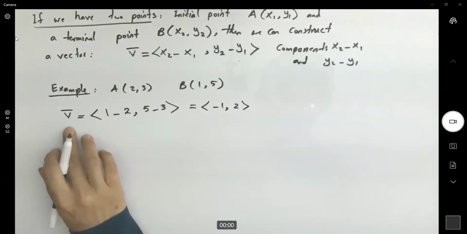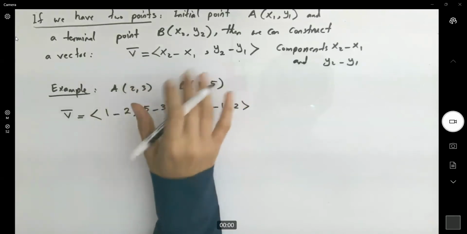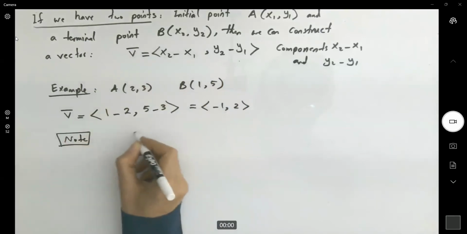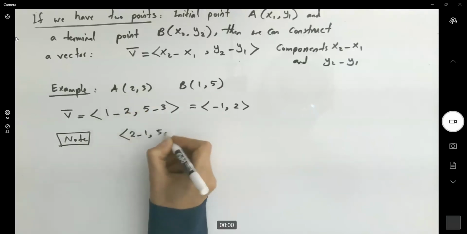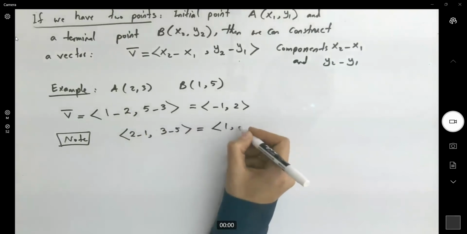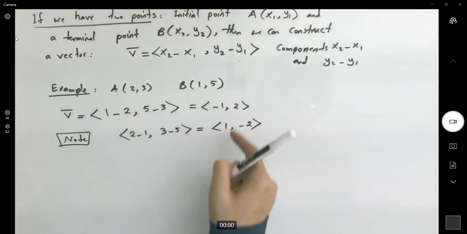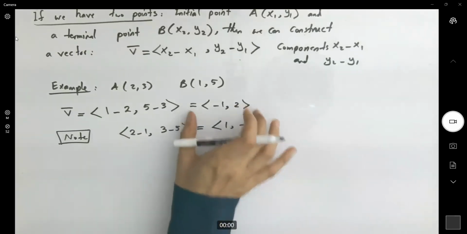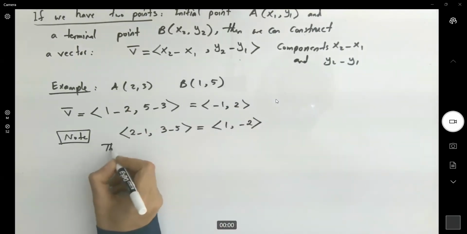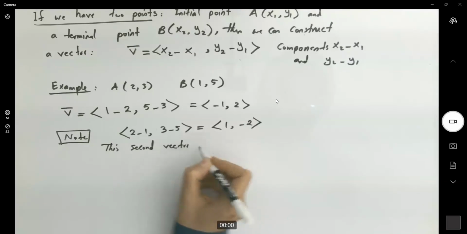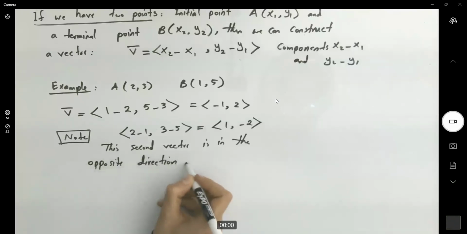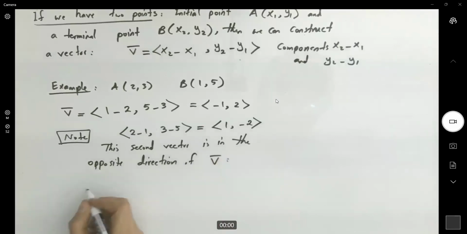What if I make a mistake and do the differences in the opposite direction? So note that if you write it as 2 minus 1 and 3 minus 5, you get this vector 1 and -2. What is the relation between these two? They are in opposite direction. Take a look at this. This second vector is in the opposite direction of v.